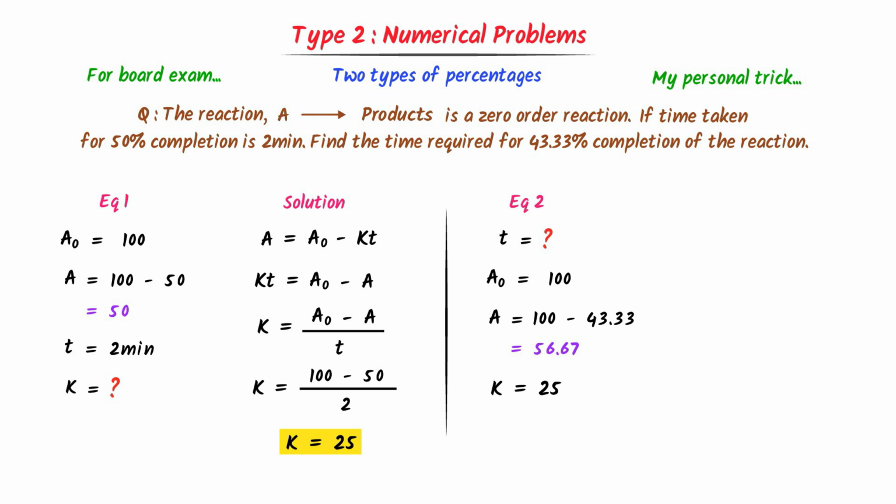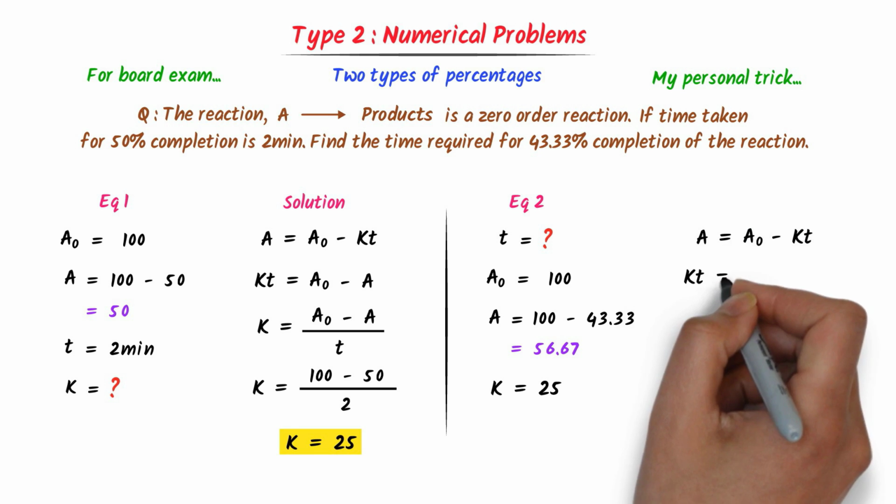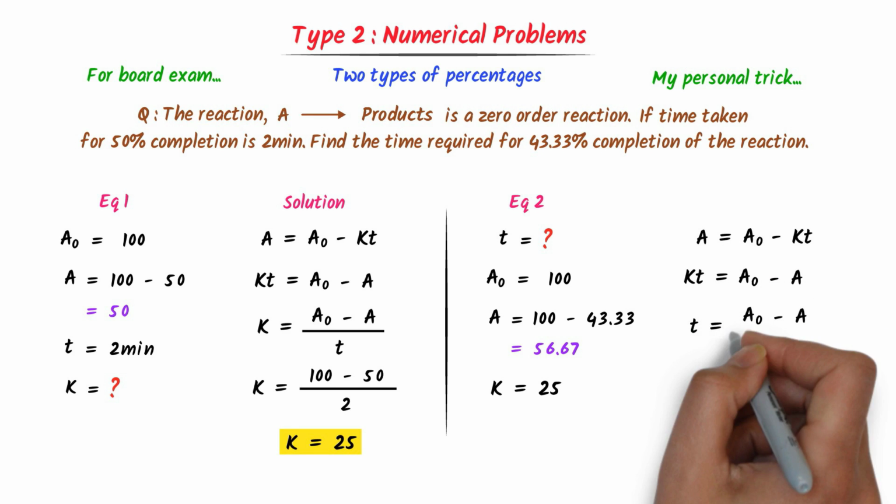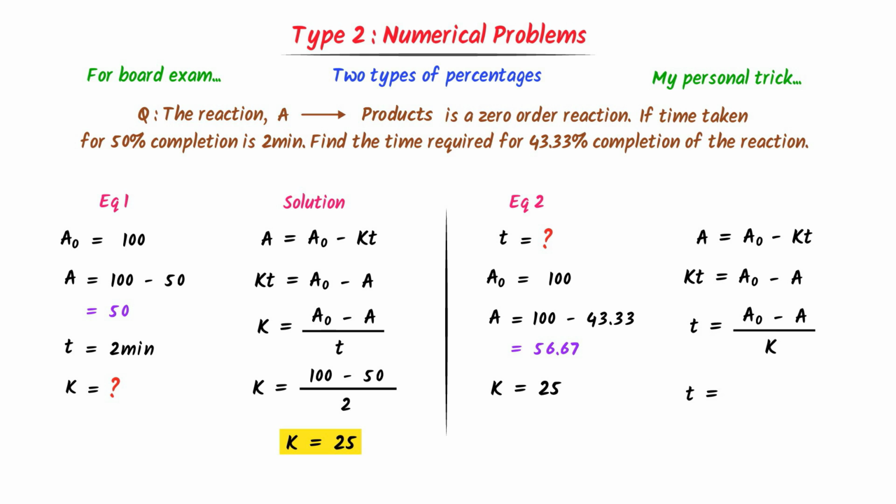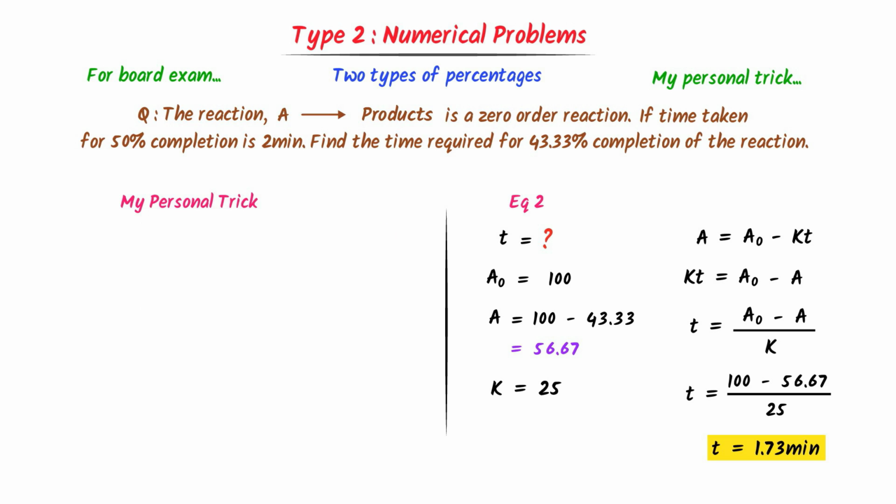I write the integrated rate law. A is equal to A naught minus Kt. After rearranging, I get t is equal to (A naught minus A) upon K. I plug in all these values in this equation. After calculation, I get t is equal to 1.73 minute. So the time is 1.73 minute. It means that the reaction will take 1.73 minute to be 43.33% completed.